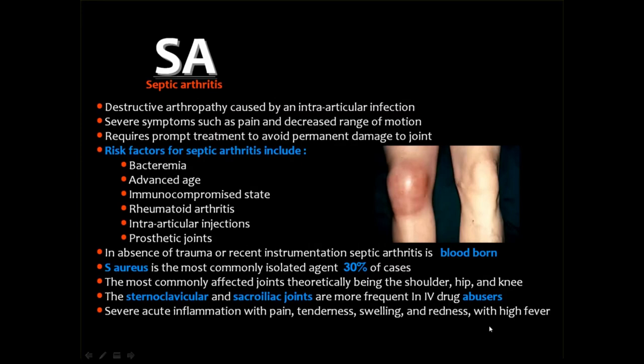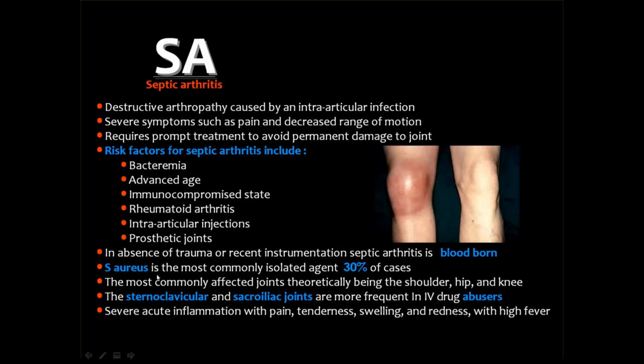Then we come to septic arthritis, which means infection of the joint by bacteria, and this will result in significant swelling of the joint and severe inflammatory signs, as you can see here. The risk factors for septic arthritis are the presence of bacteremia, old age, immune compromised status, rheumatoid arthritis, intra-articular injections of contrast or drugs, and prosthetic joints like partial or total joint replacement.